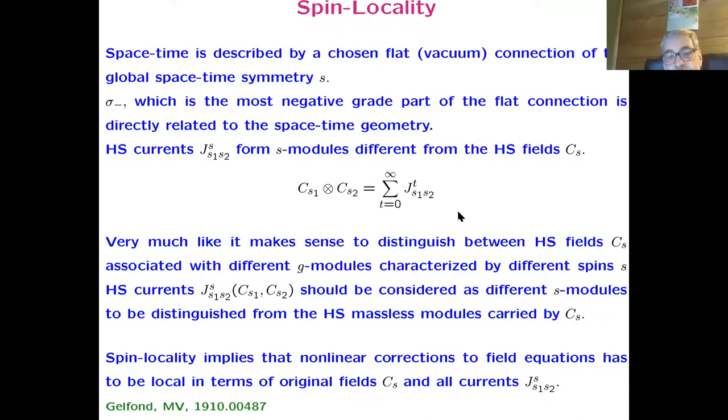So one little modification of the spin locality condition is to demand that the whole story is spin local if all fields and currents, and the multiparticle fields or states, are treated independently as modules of the space-time symmetry algebra.